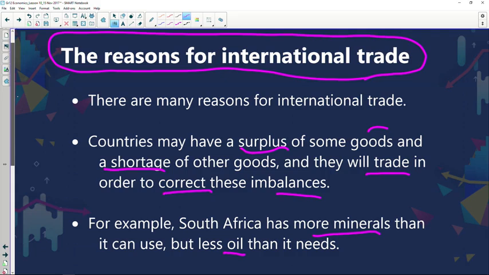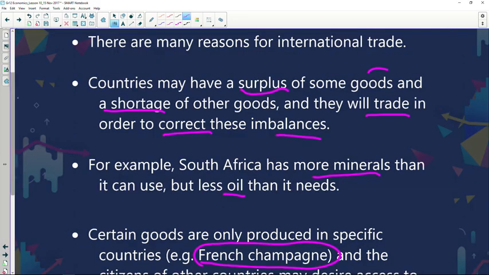We know that countries may have a surplus of some goods and a shortage of other goods, and they will trade in order to correct these imbalances. And then we said South Africa has more minerals than it can use, but less oil than it needs. So it will have to trade with other countries in order to get the product that they lack or don't have in abundance.